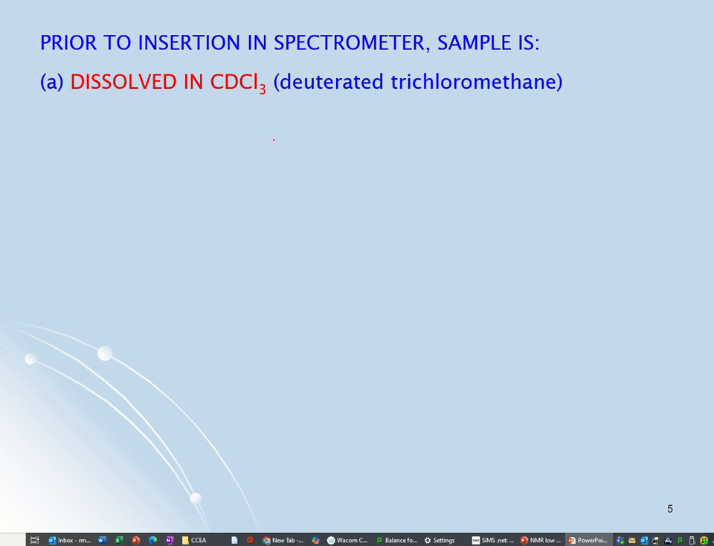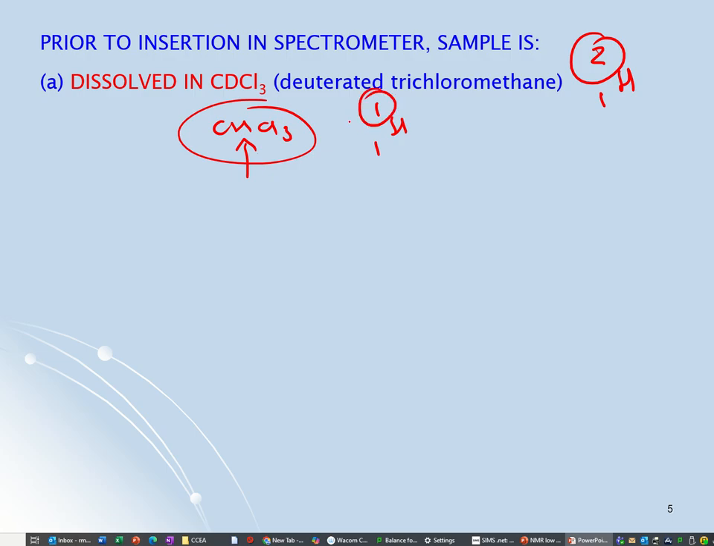Now, deuterated, for those of you who don't know, deuterium is an isotope of hydrogen, and it has one proton and one neutron in its nucleus. You might go, why use deuterium? Why not use CHCl3, normal trichloromethane? Well, normal trichloromethane has a hydrogen atom in it, and that hydrogen atom has only got one proton in its nucleus. Because of that, it will produce a signal in your NMR trace, and that signal will interfere with the signals produced by your sample.